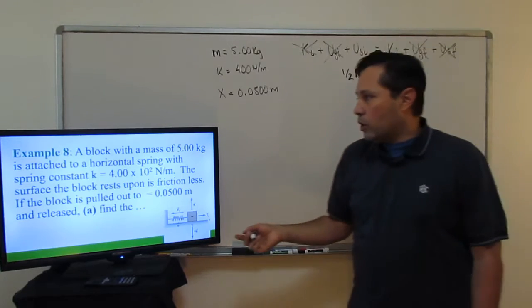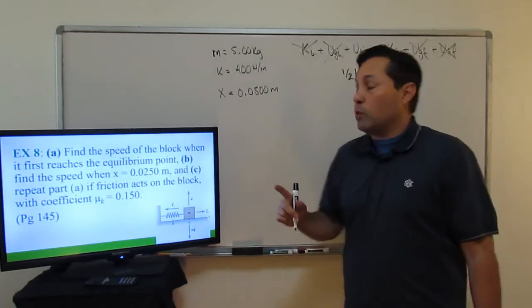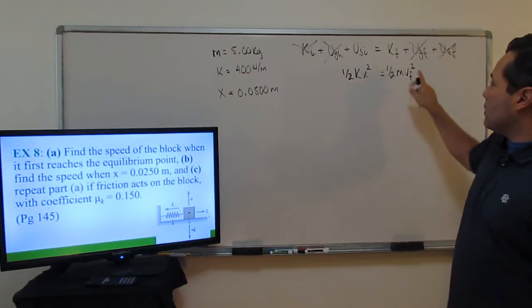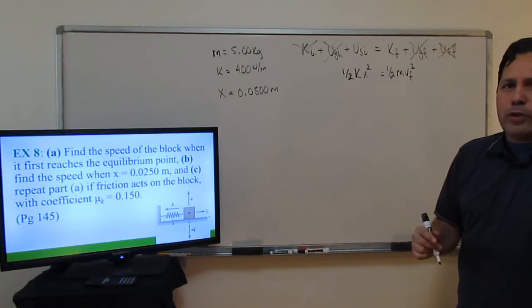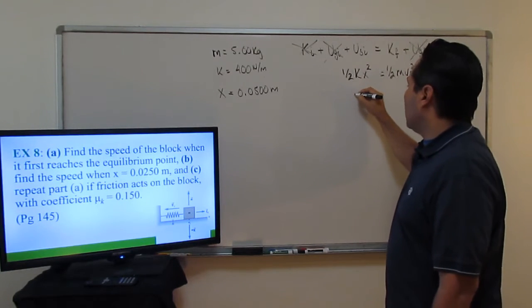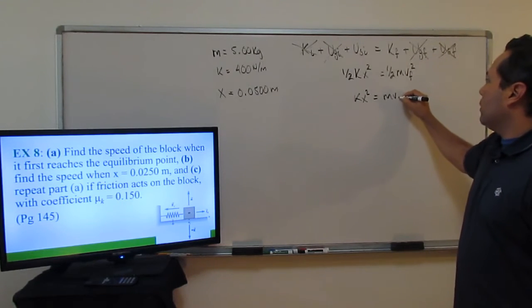And again, you're looking for the speed. So in part A, find the speed of the block, so we'll be looking for velocity final. Alright, so we're going to go ahead and isolate it. First thing I'm going to do is get rid of the halves. I'm going to multiply both sides by 2. That's going to give me kx squared equals mv final squared.